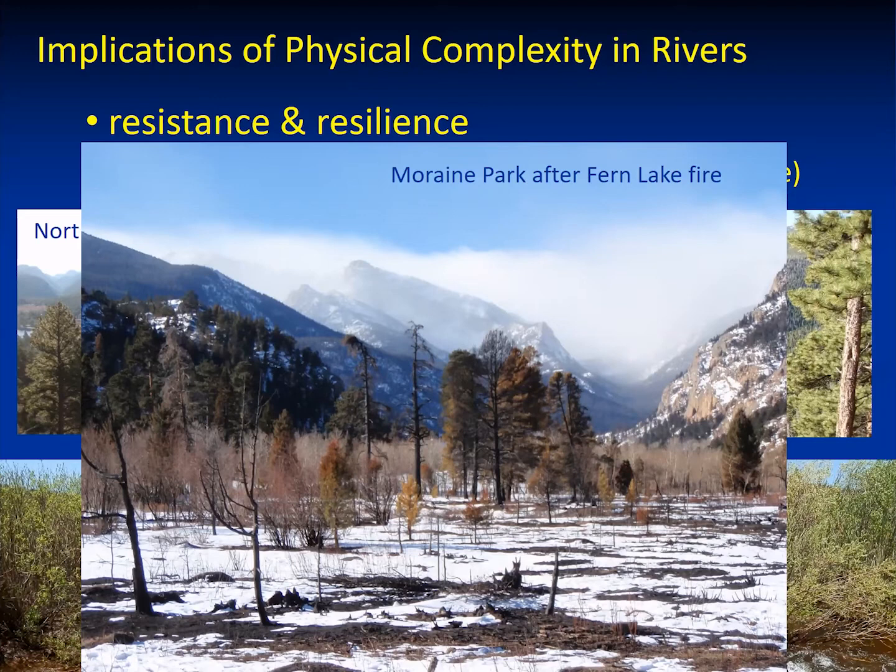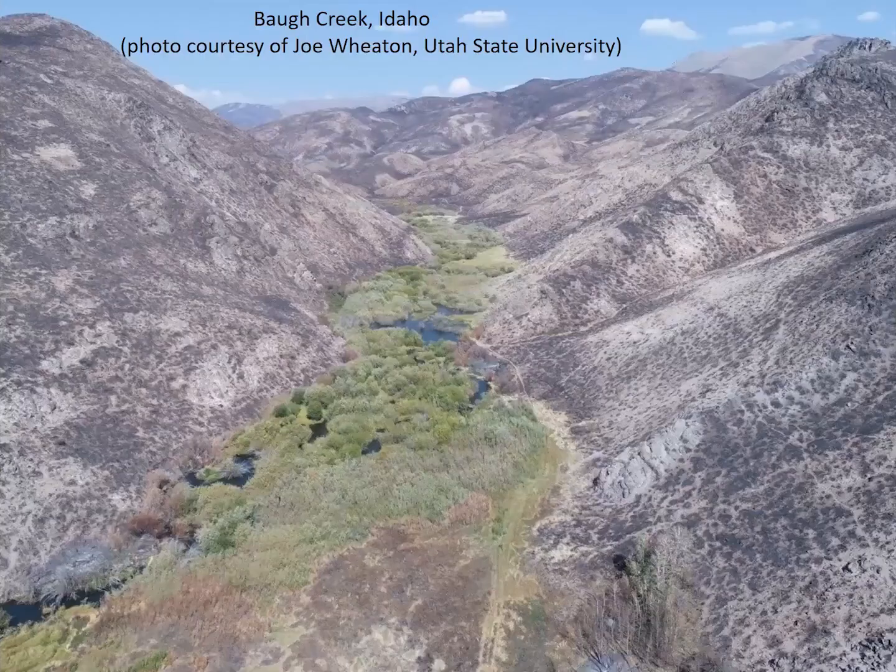And there was a wildfire that started upstream from this riparian zone and burned into the zone. That almost certainly would not have happened if the beaver were still there, creating physical complexity and resilience. As an example, this is a photo from my colleague Joe Wheaton at Utah State, an area in Idaho after a fire. You can see the uplands were completely burned, but the river corridor, which again has been modified by beavers, withstood the fire very nicely. So it was much more resistant and resilient to that disturbance.